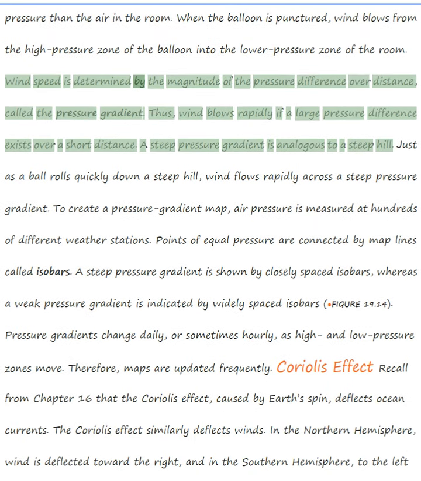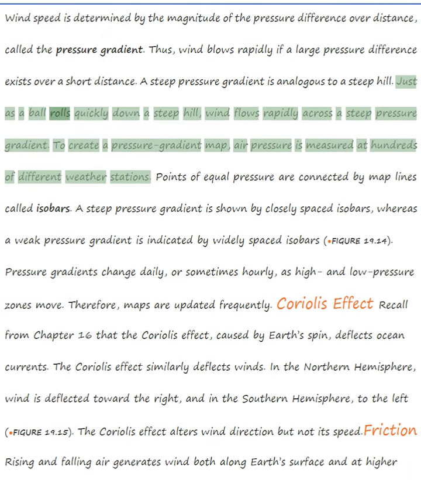Wind speed is determined by the magnitude of the pressure difference over distance, called the pressure gradient. Thus, wind blows rapidly if a large pressure difference exists over a short distance. A steep pressure gradient is analogous to a steep hill. Just as a ball rolls quickly down a steep hill, wind flows rapidly across a steep pressure gradient.